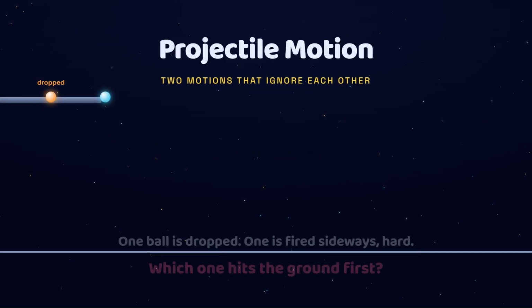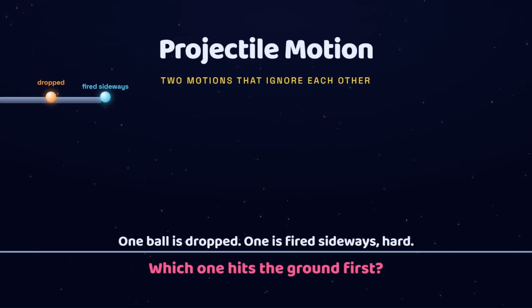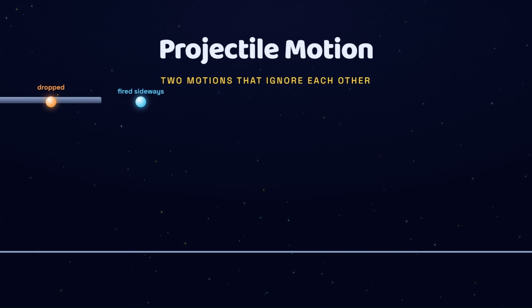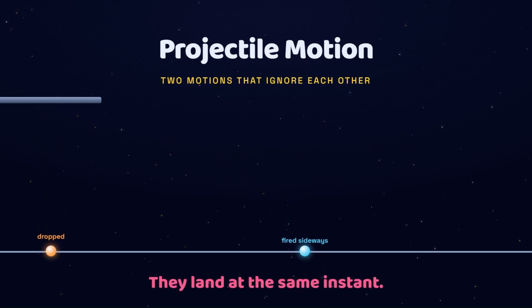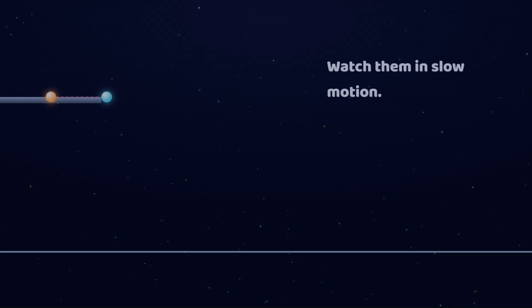Here are two balls, starting at exactly the same height. One is simply dropped. The other is launched sideways at high speed. So, which one reaches the ground first? Take a guess before I show you. Ready? Watch. They hit the ground at exactly the same moment.